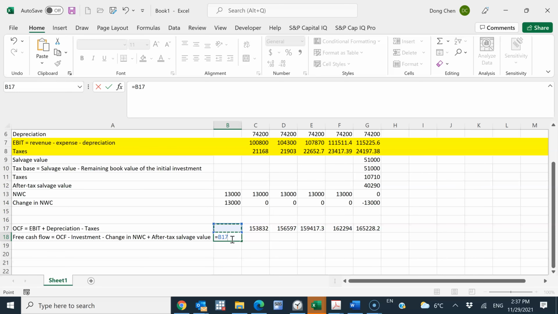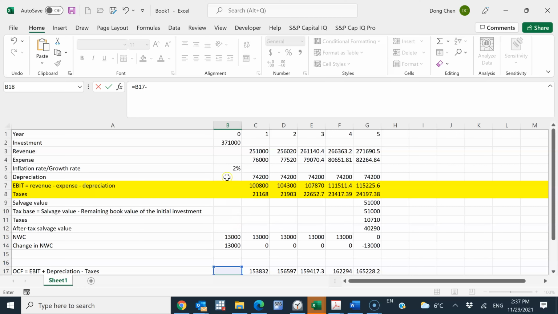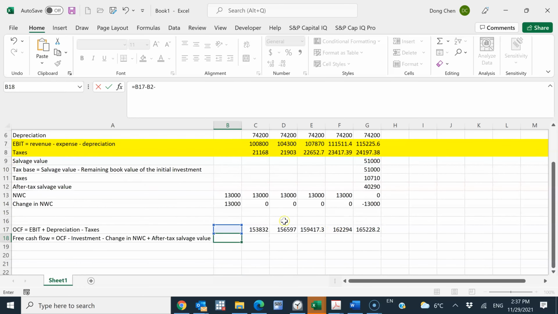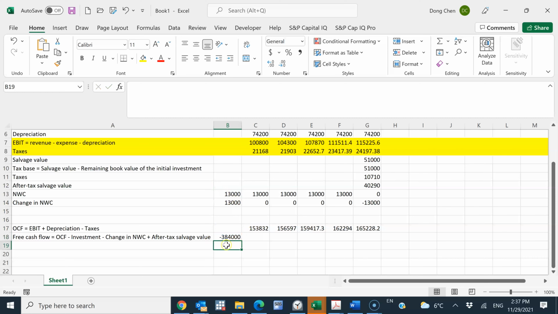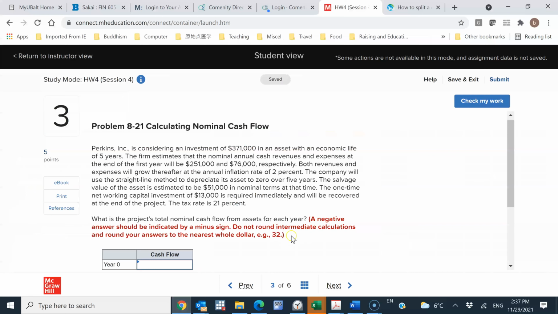So this is OCF, and then minus the initial investment, it's right here, and then minus the change in NWC, and then plus the after-tax salvage value, which is right here. But again, even though this sale value is empty, I still need to put the sale into the formula. So that's the free cash flow for the first year, and then extend the same formula to all other years, and Excel will automatically calculate this free cash flow for all other years.